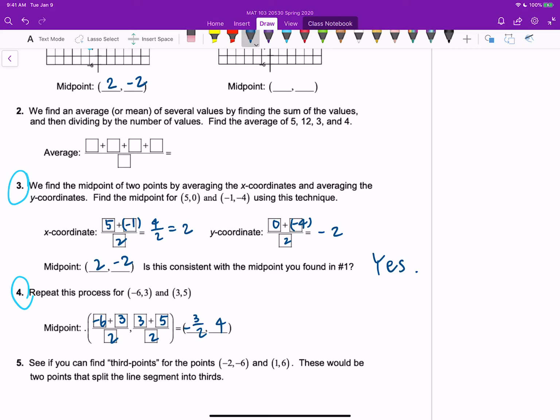Alright, hopefully you learned something today. That's basically chapter 13, the distance formula and the midpoint formula.